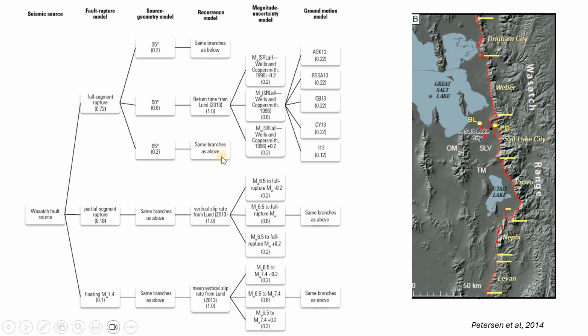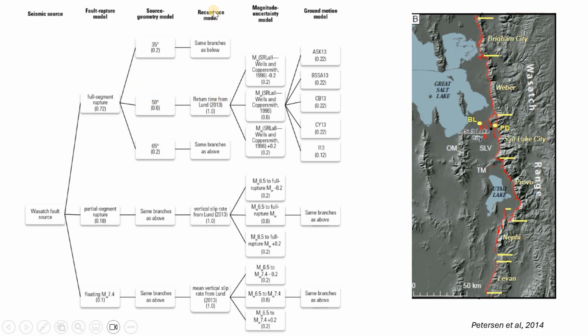So I just want to bring this home with a real-world example. This is a logic tree used in the National Seismic Hazard Assessment, specifically considering the Wasatch Fault as a seismic source. Let's look at the different model categories they have. First we split into 3 branches regarding what is the fault rupture model: full, partial, or floating. Then each splits into 3 more. What's the geometry? What's the dip of the fault? 35 degrees, 50 degrees, or 65 degrees.